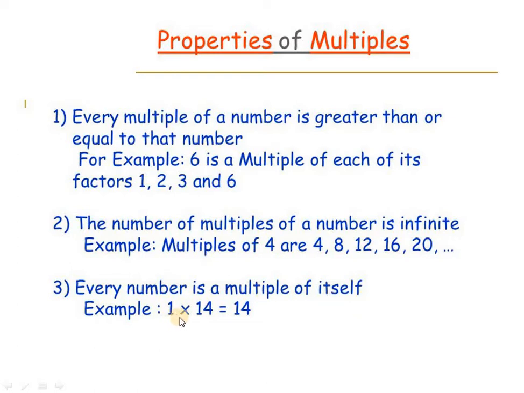Third, every number is a multiple of itself for sure. For example, 1 multiplied by 14 will give you 14. In this way, 1 multiplied by 12 is equal to 12. So each and every number is a multiple of itself.